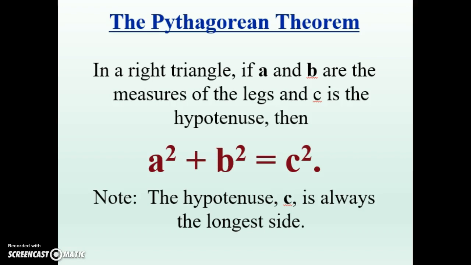So if we have a right triangle, the Pythagorean theorem only works if you're in a right triangle. If A and B are the measures of the legs and C is the hypotenuse, then the Pythagorean theorem says this equation is always true: A squared plus B squared equals C squared. A and B, remember, are the legs. They're the adjacent and opposite side. And C is the hypotenuse, which is the longest side of the triangle, the side across from the right angle.